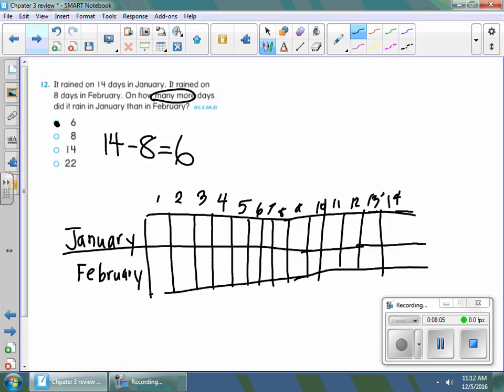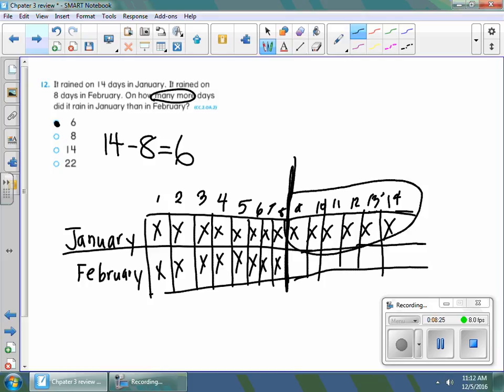Okay, and then if we marked the number of rainy days, we'd have 14 for January, and then 8 for February. So if you think of this model, it makes it a little easier to look at. This is where they're equal at 8 days, and then this is how many more. 1, 2, 3, 4, 5, 6 more.